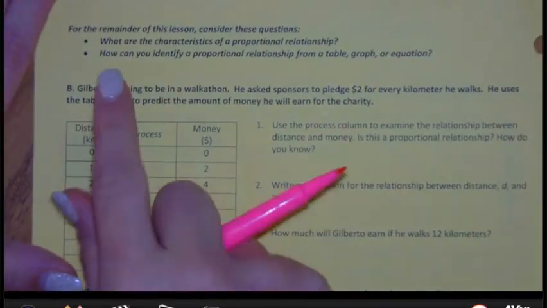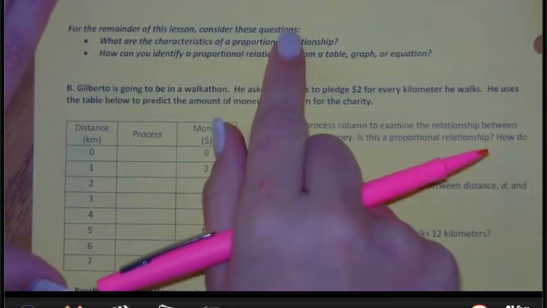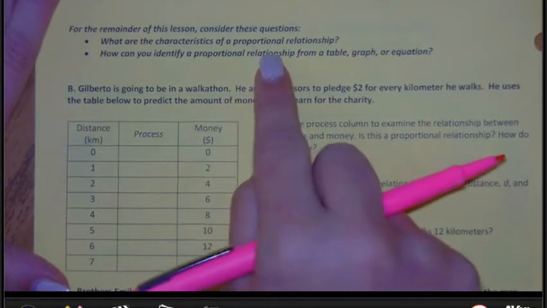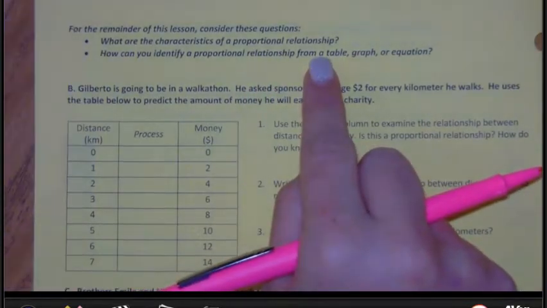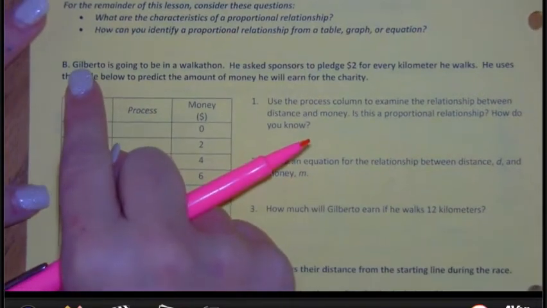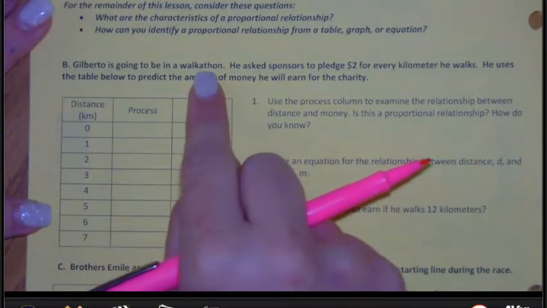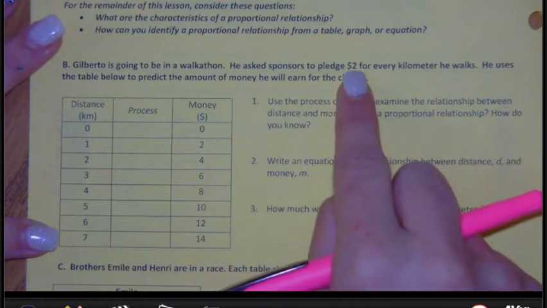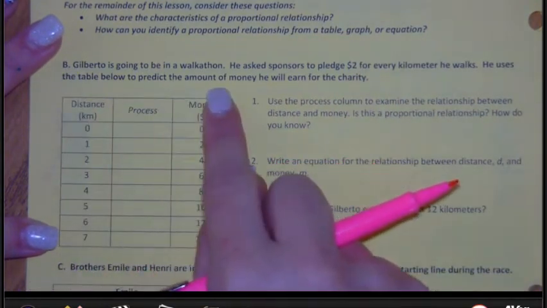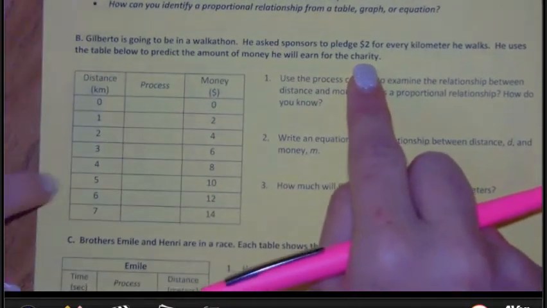On the back, for reminders of this lesson, consider these questions. What are the characteristics of a proportional relationship? And how can you identify a proportional relationship from a table, a graph, or an equation? All right. So Gilberto is going to be in a walkathon. He asks sponsors to pledge $2 for every kilometer he walks. He uses the table below to predict the amount of money he will earn for the charity.